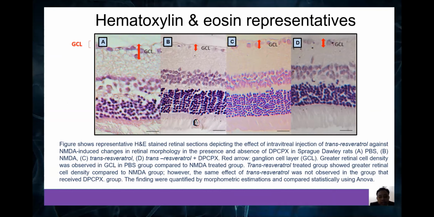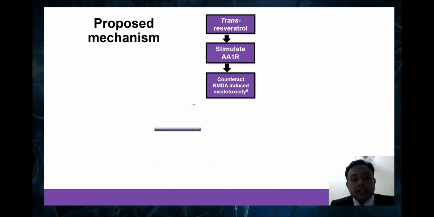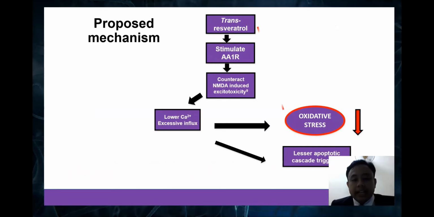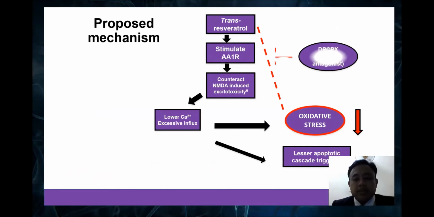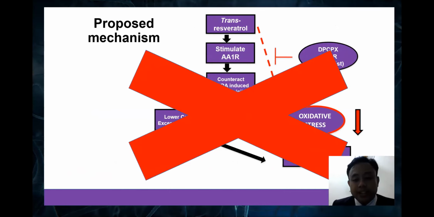In contrast with C, which is the TR-treated group, there are slightly more numbers of RGC as compared to B. Interestingly, as we can see in D, the number of RGC is slightly lesser as compared to C. This indicates DPCPX partially abolished the therapeutic effect of TR. So back to my proposed mechanism of action for trans-resveratrol. Adding DPCPX, which is a selective adenosine A1 receptor antagonist, will partially abolish the therapeutic effect of trans-resveratrol.